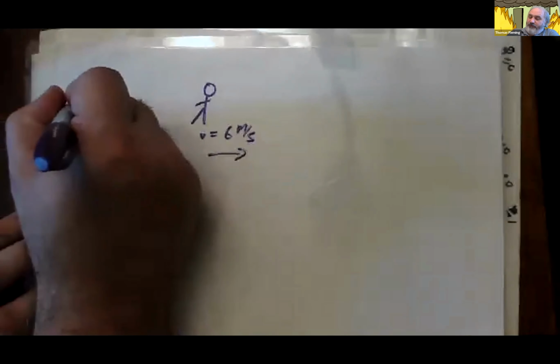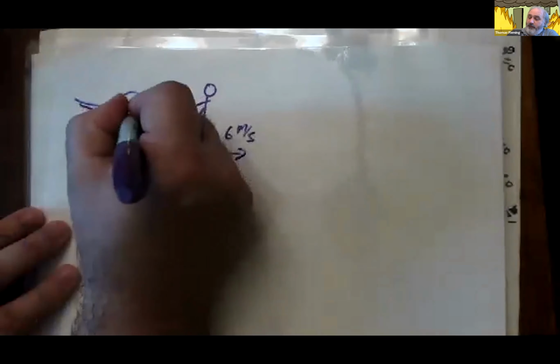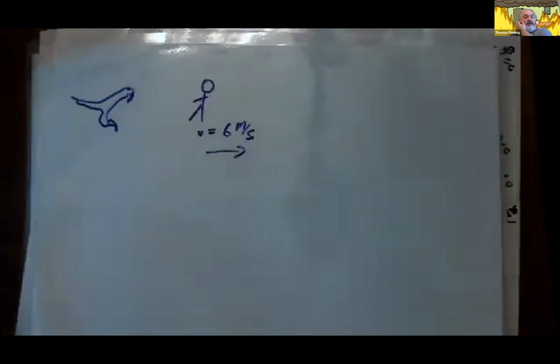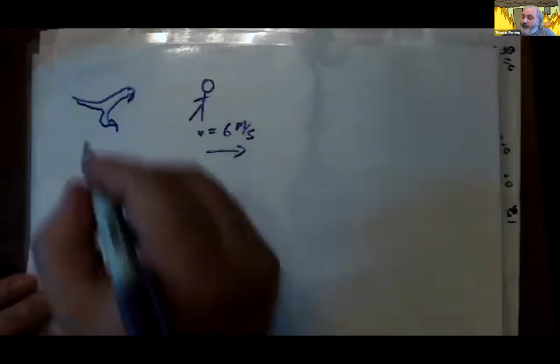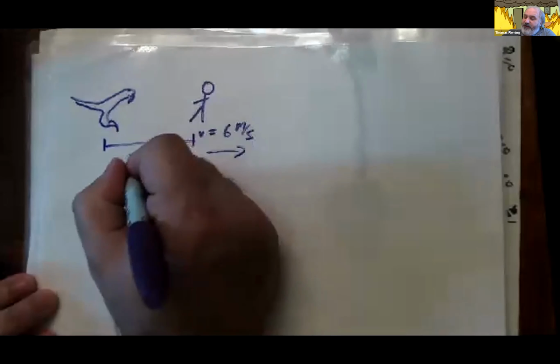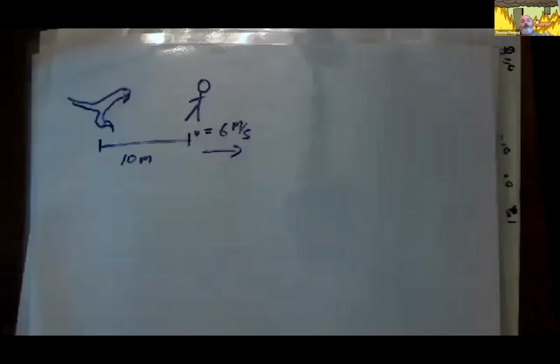waiting in the wings, a big, mean, hungry velociraptor. That velociraptor is, let's say, 10 meters behind you, and he looks really hungry. I've had people, when I've done this example, ask me, what's a velociraptor? Which I find shocking, that you've never seen a Jurassic Park movie in your life, but whatever.